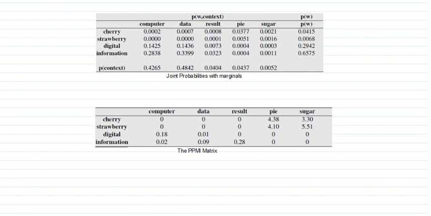Now we see that very small probabilities are converted to 0 and these higher probabilities are converted to some higher values. So these negative PMI values, in resulting of taking the positive values of the PMI, negative values are also converted to 0. So this is the final PMI matrix that we are getting for cherry, strawberry, digital, information as target words and computer, data, result, pie and sugar as the context words, right?